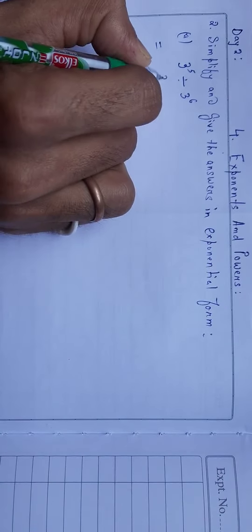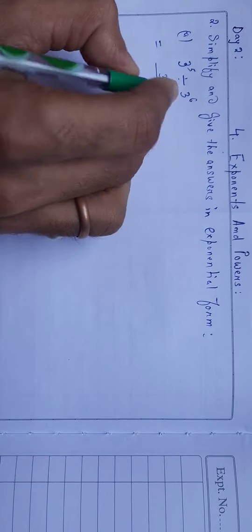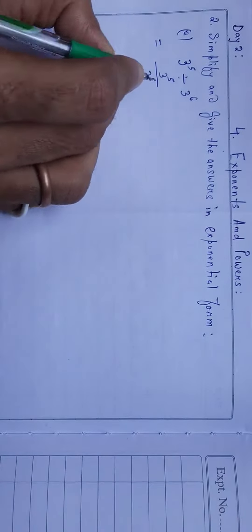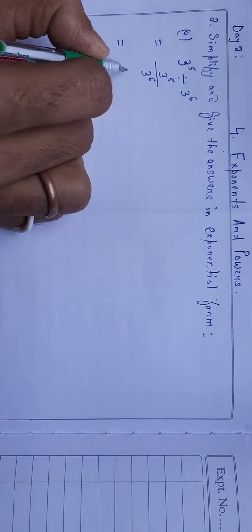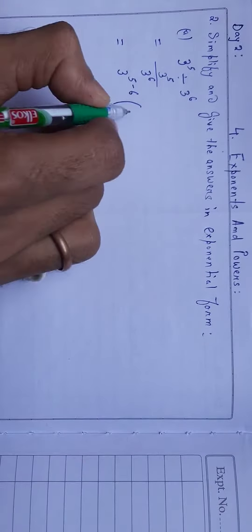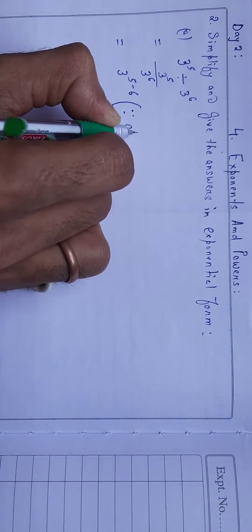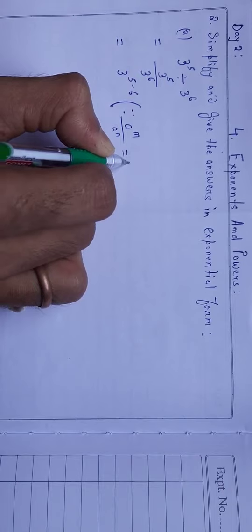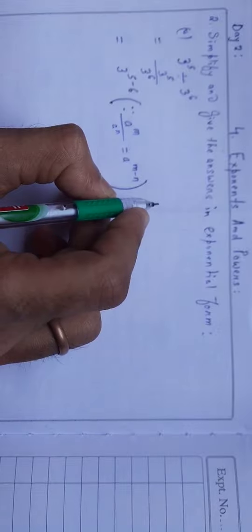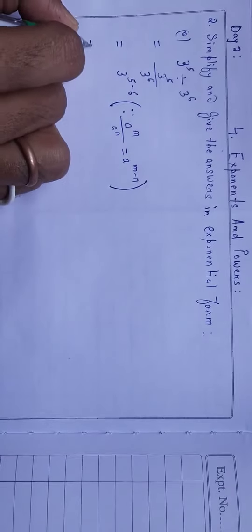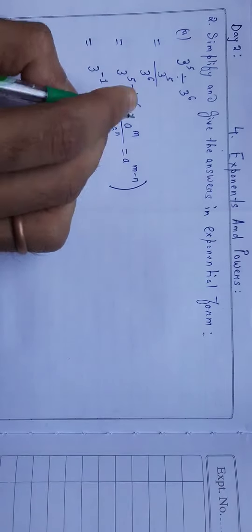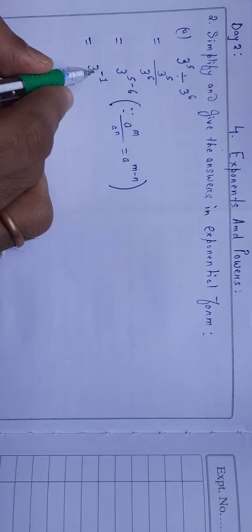Number A. 3 to the power 5 divided by 3 to the power 6. This can be written as 3 to the power 5 whole thing divided by 3 to the power 6, equals 3 to the power 5 minus 6. Here the reason is, since a to the power m divided by a to the power n is equal to a to the power m minus n. Hopefully all of you have gone through all the laws of exponent formulas that I gave in the last video, which implies 3 to the power 5 minus 6. So 5 minus 6 is minus 1.